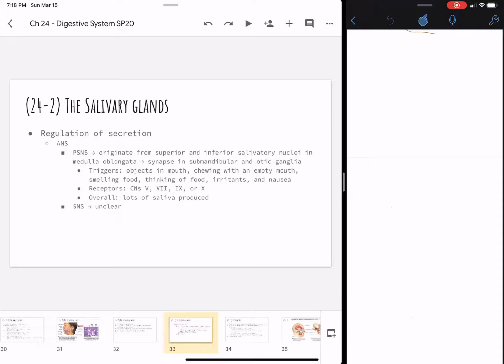If you don't believe this, just start chewing some gum and see if you produce some mucus. Receptors include cranial nerves 5, 7, 9, and 10. These are going to respond to the presence of food and induce secretions. But overall, the end goal is just making a bunch of saliva.